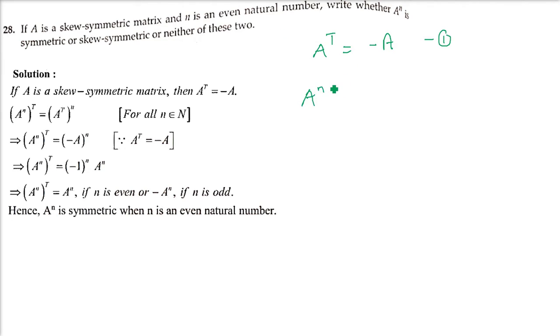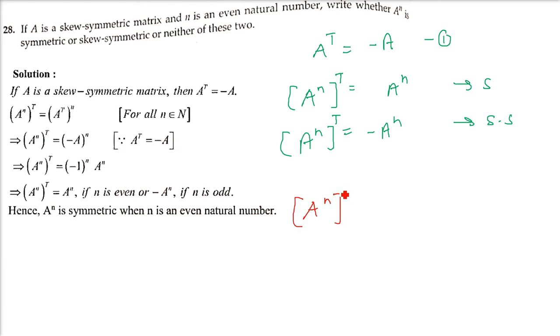So if we take the transpose and it comes as A raised n, this is going to be symmetric. If A raised n transpose is going to be negative of A raised n, that is going to be skew symmetric, right? So let us start the steps now. We have to take the transpose, A raised n transpose. You can replace t by n because if you do the transpose and then raise n, or raise n and take the transpose, it doesn't matter.